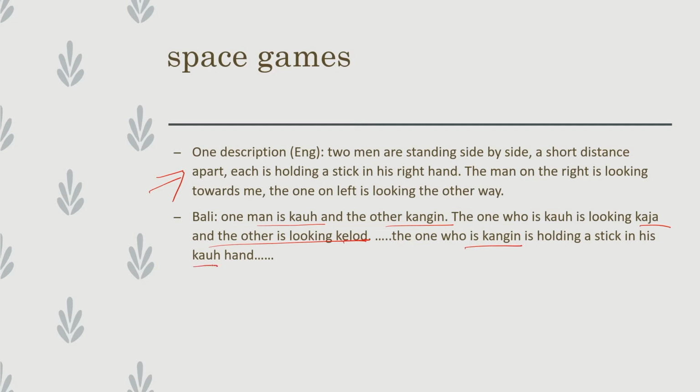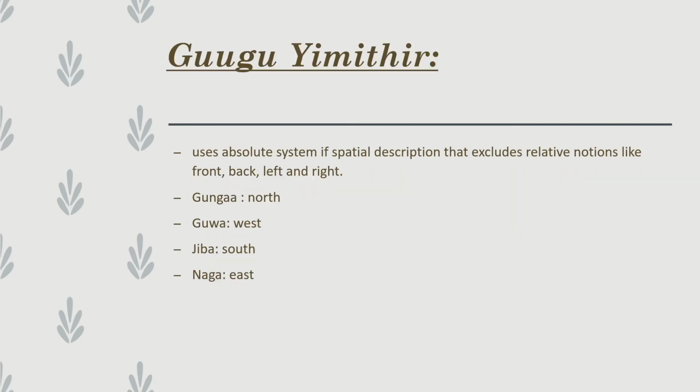Even on a small scale, two people standing next to each other and holding a stick in each of their hands, looking in the opposite direction, will be described using this kind of a coordinate. So, this is what we mean by being constantly aware of the coordinates all the time.